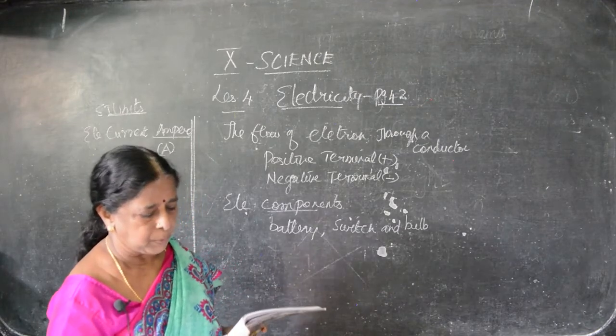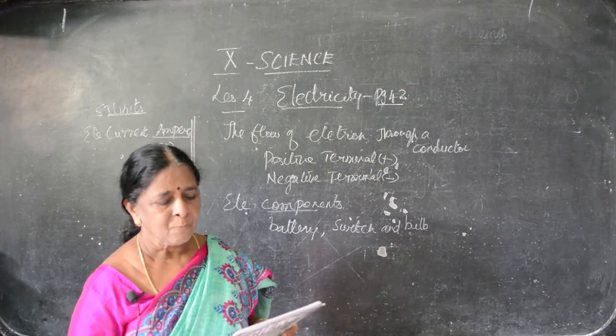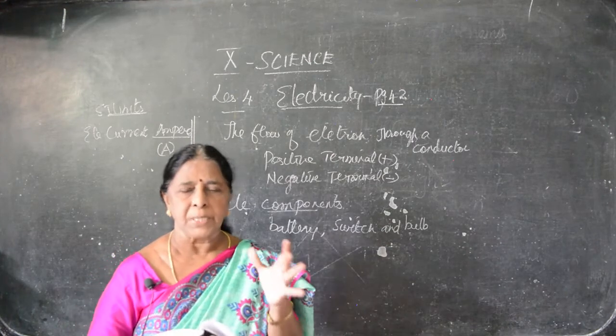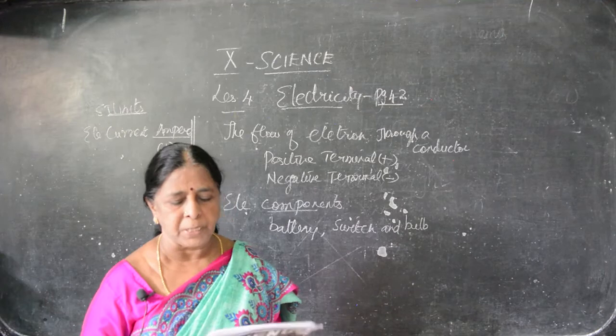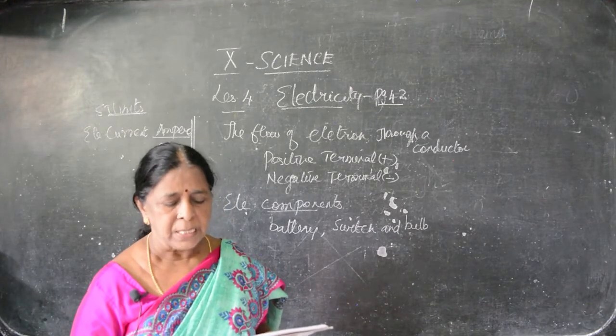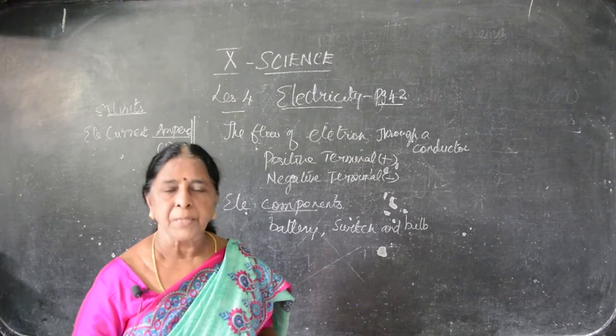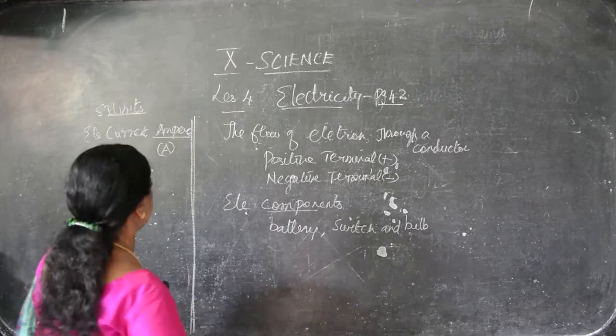Electric potential, otherwise known as... then there are two electric potentials. The difference between the electric potentials can be defined as the work done in moving a unit positive charge from one point to another point against the electric force. So this is potential difference.